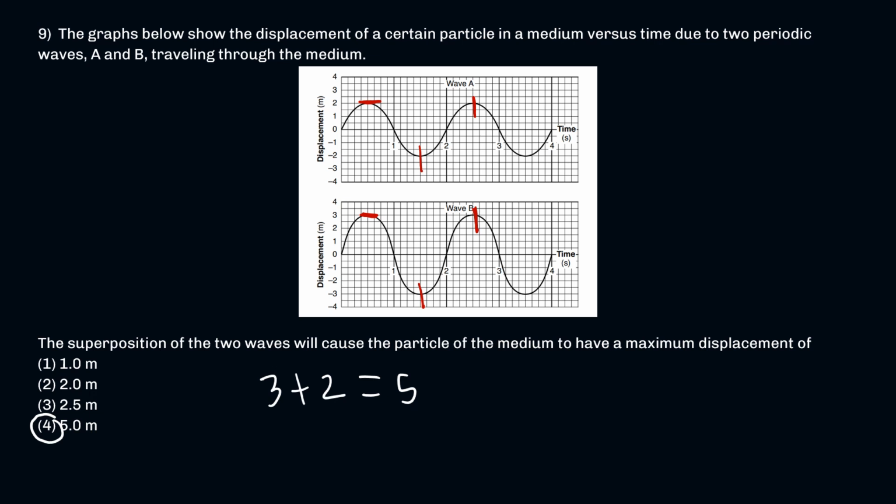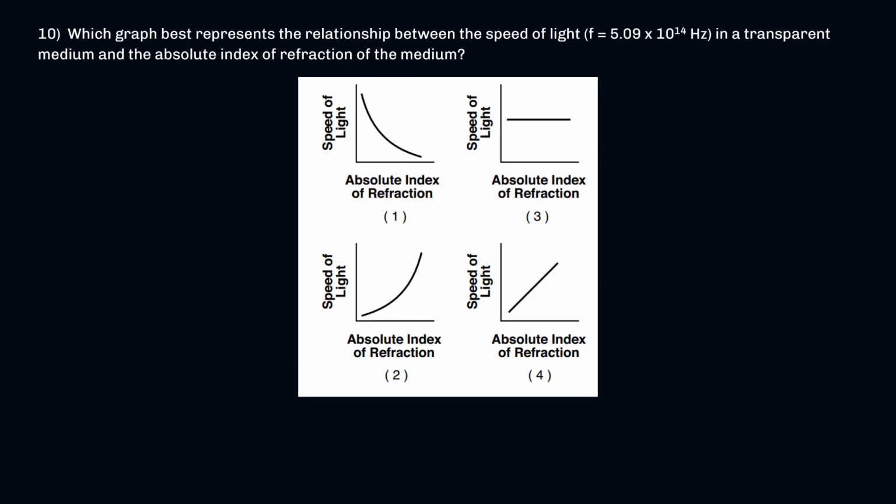So let's move into our next example. It's example number 10. Which graph represents the relationship between the speed of light in a transparent medium and the absolute index of refraction of the medium? So an equation that involves the index of refraction of a medium and the velocity in that medium is going to be this equation. We have here that n equals c over v.